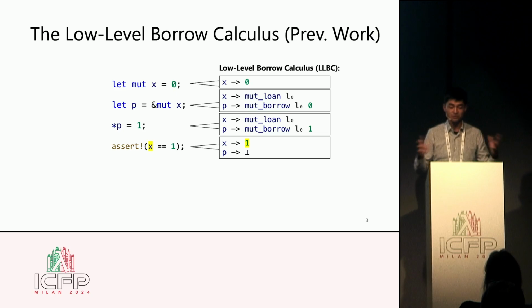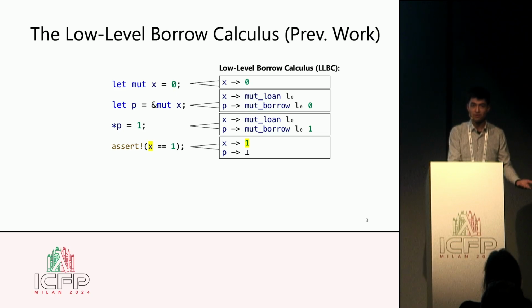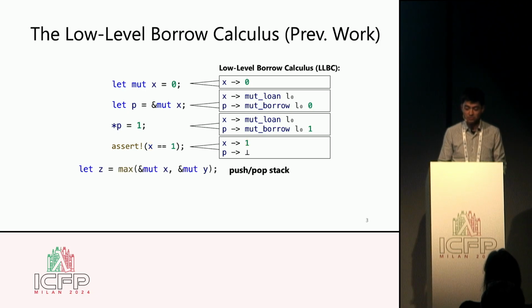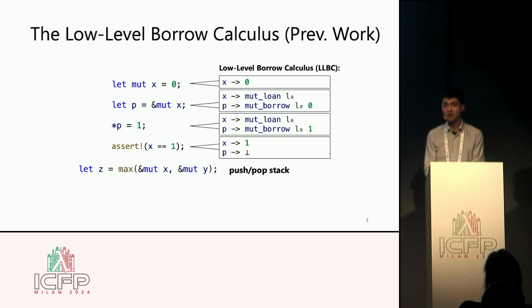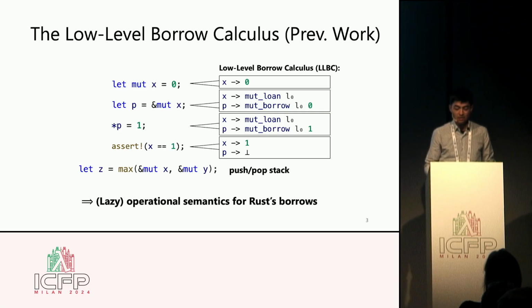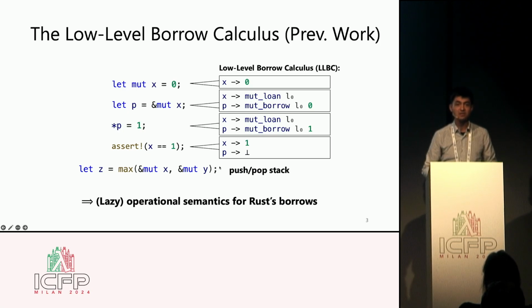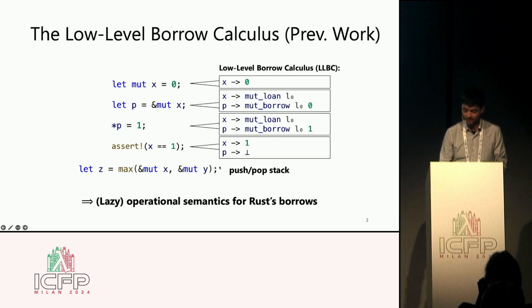Now, there are many other things to make this work. In particular, we need to account for shared borrows, two-phase borrows, etc. But an important point to mention is that when we have a function call, of course, we dive into the function body by pushing a stack, evaluating the function body, and popping a stack. When you put everything together, you get an operational semantics for Rust, which is centered on its system of borrows, and which is lazy in the sense that we end borrows as late as possible. So here we end the borrow p only when we need to get access back to x.